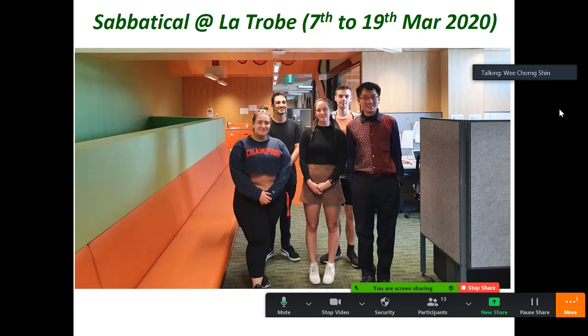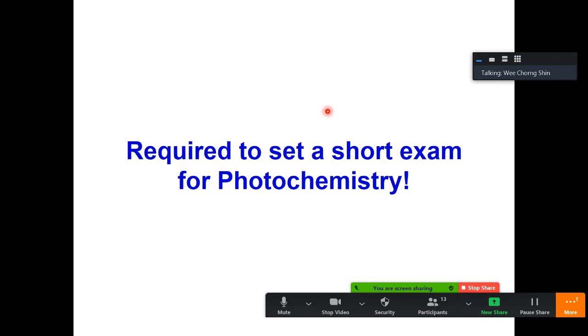Of course today, I'm not going to tell you about photochem, because that's not the purpose. But I just want to share that something I did at La Trobe actually came in very useful last year during the COVID year for our internal H3 assessment. What happened is that I was required to set a short exam for photochemistry at La Trobe. My friend was saying, you teach photochem, then you cannot just leave it like that, you have to come up with some exams, so the students will be graded and get a letter grade, something like that, and I'd be the one doing the marking as well.